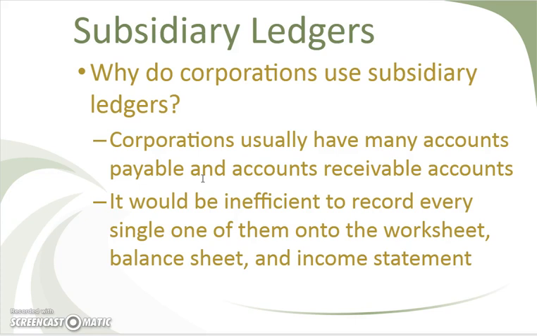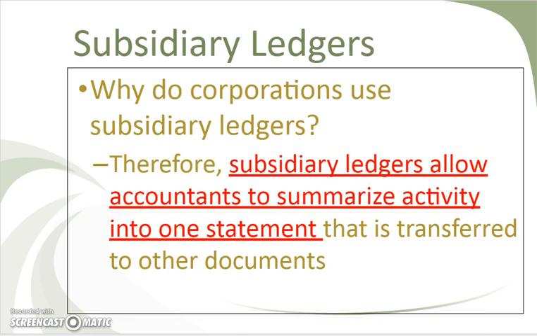So once again, this is why accountants do this, it's just more efficient, and it allows them to have much easier to understand documents. So it would be inefficient to record every single account on the worksheet, the balance sheet, and the income statement. All right. So they use these things called subsidiary ledgers. It summarizes all of the activity for accounts payable and accounts receivable into one thing. And then when it summarizes it into one single number, one balance, that balance is then transferred to the other documents. It's transferred to the worksheet, the balance sheet, and the income statement.